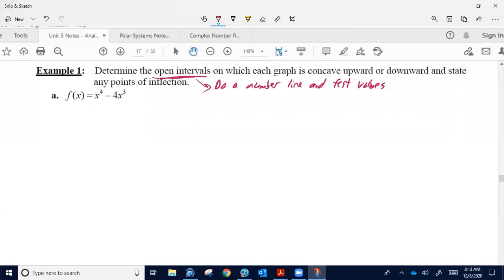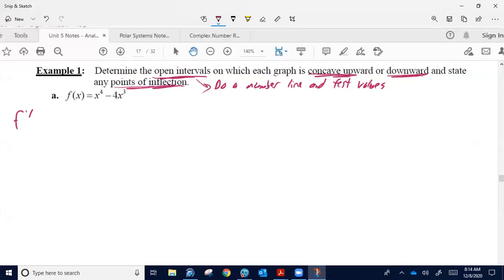Determine the open interval on which each graph is concave up or down and state any points of inflection. Whenever I see concave up, concave down, or points of inflection, that tells me second derivative. Max, min, increase, decrease are first derivative. Concave up, concave down, point of inflection is a second derivative.